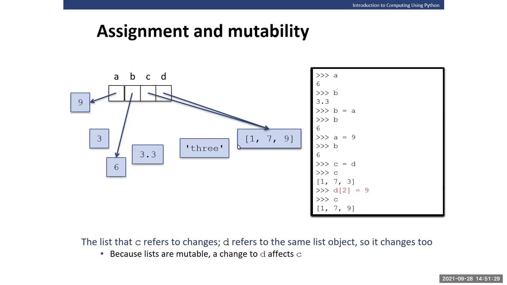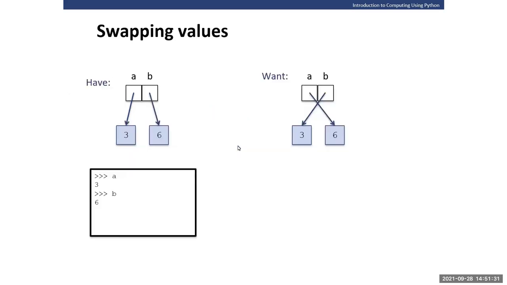Okay, now let's take a look at swapping objects. So if I have A equal to 3 and B equal to 6, and I would like A to be equal to 6 and B equal to 3, do you know how to do it?